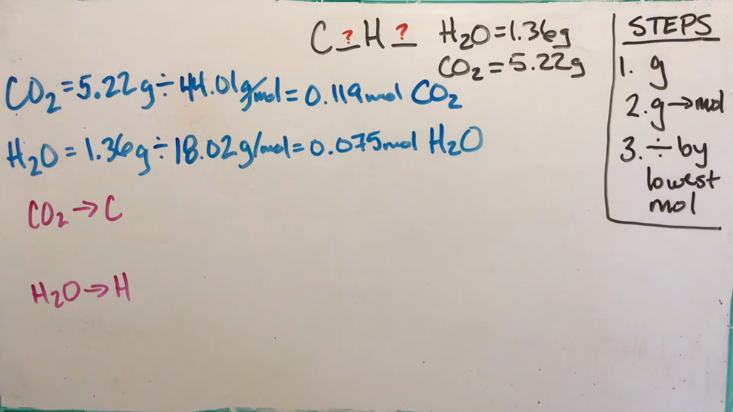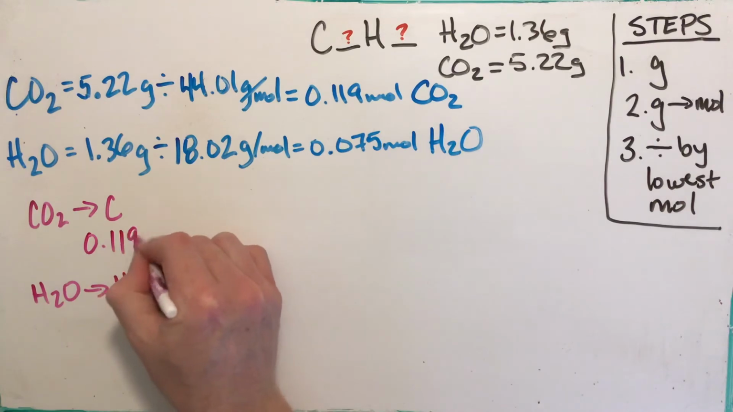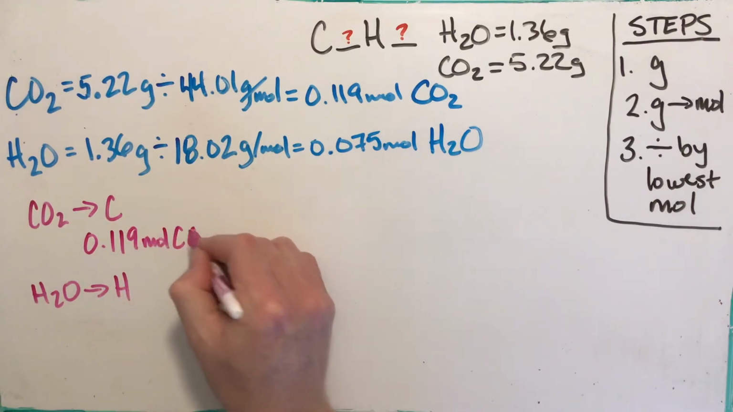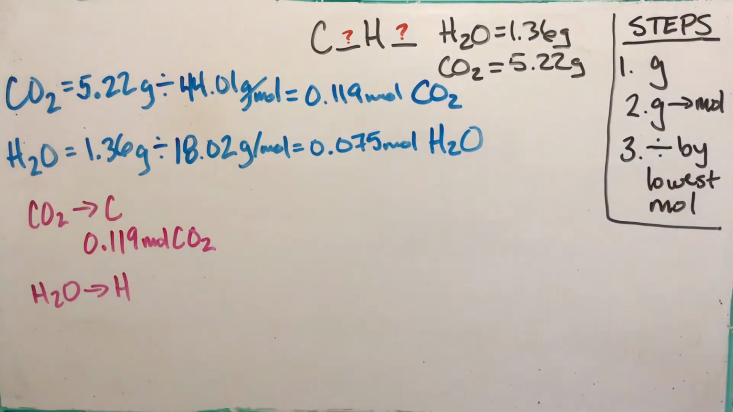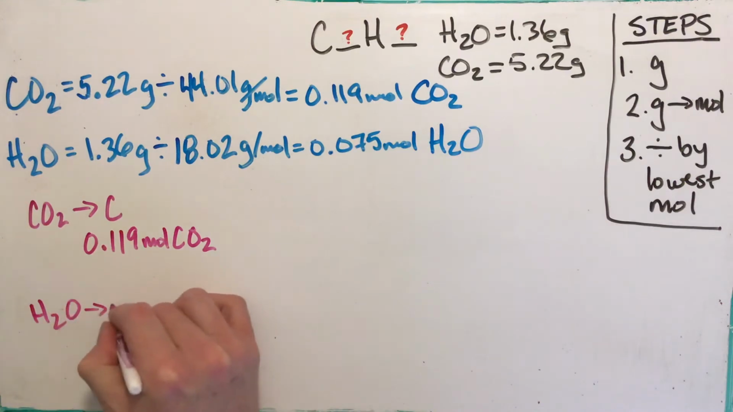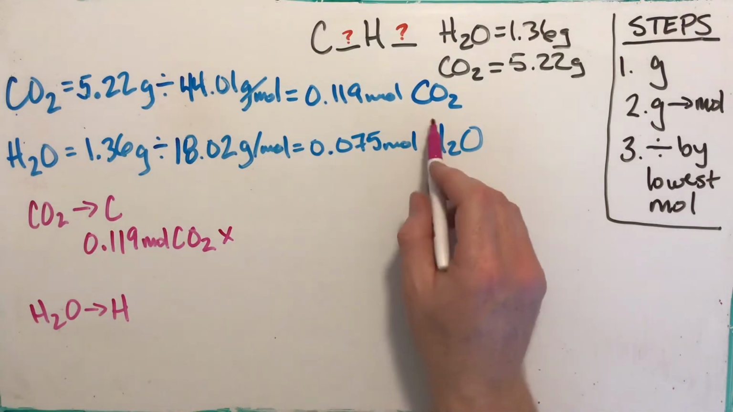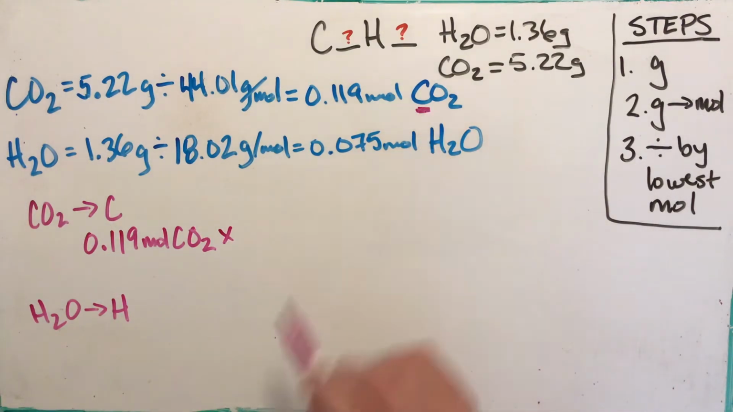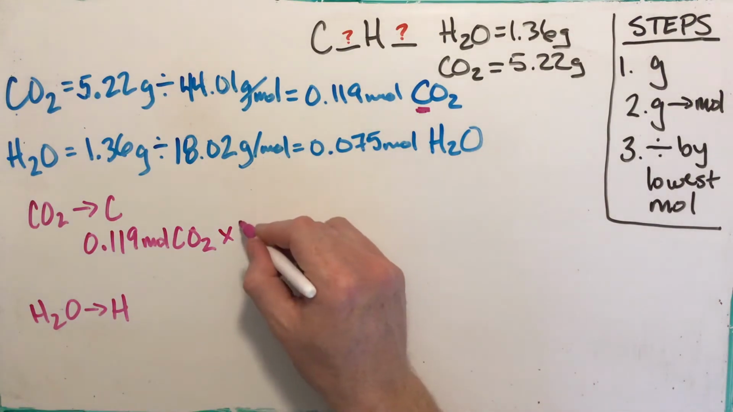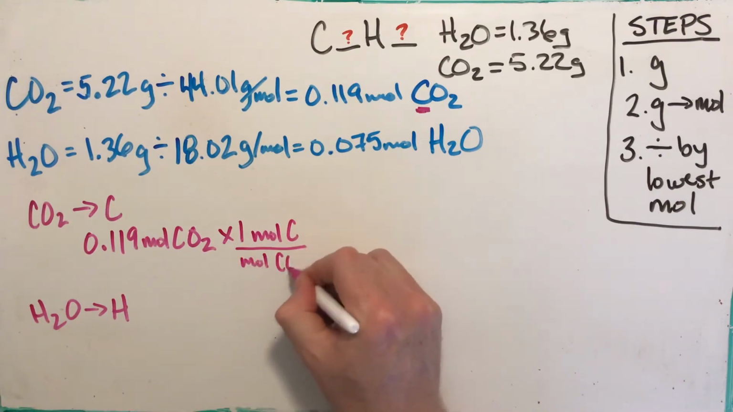All right? So CO2, converting that into C, I take my 0.119 moles of CO2. I'm going to move this down a little bit. I'm going to multiply it by, every carbon dioxide has 1 carbon. Every one of these carbon dioxides has 1 carbon. So I multiply it by 1 mole of carbon for every mole of CO2.